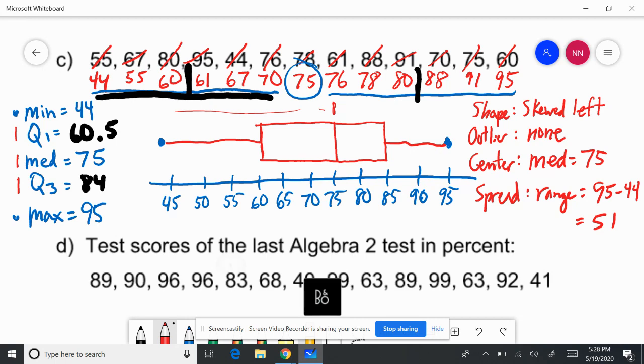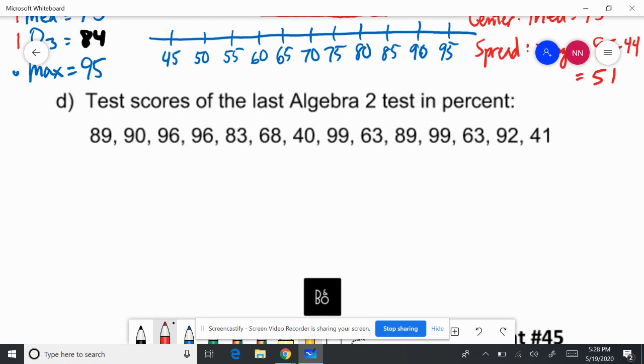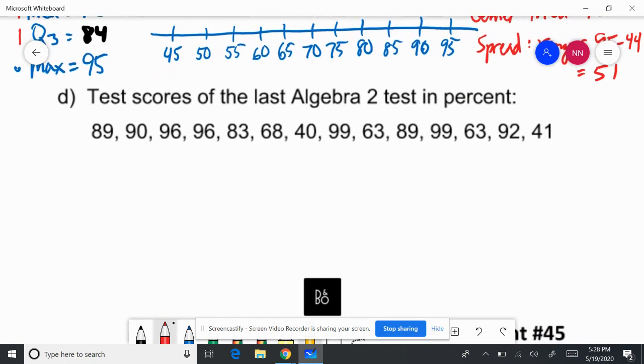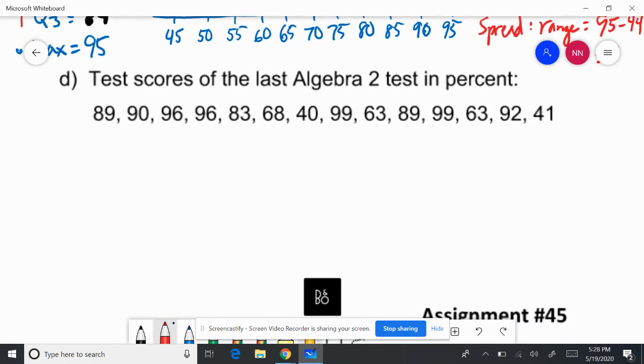Now, looking at letter D, what we have is a word problem. With the word problem, that means we need to label it. So we'll label it after we put the numbers in order. So our first number is 40. Our next number is 41. Our next one is 63. Then we have 63 again.